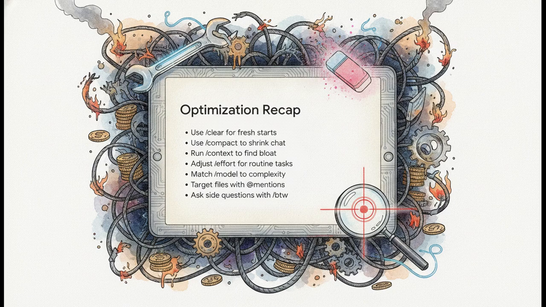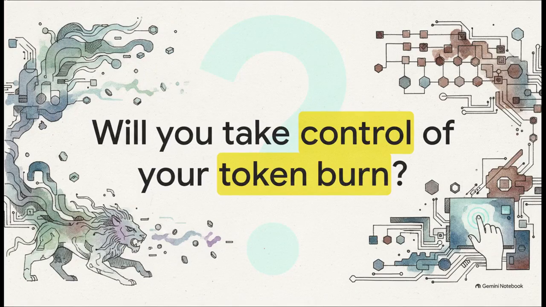You know, we love to blame AI platforms for our usage limits, but the truth is, a massive chunk of our token burn comes down to our own messy developer habits. So, I want to leave you with this thought. In your next coding session, are you going to let the AI just run wild, or will you take control of your token burn? Try implementing just 2 or 3 of these commands today and watch how much more efficient your AI coding becomes.